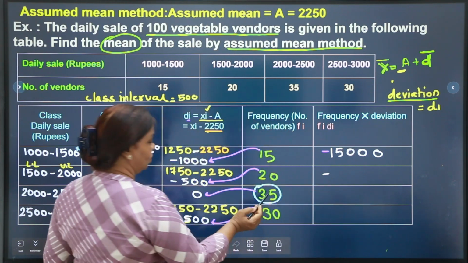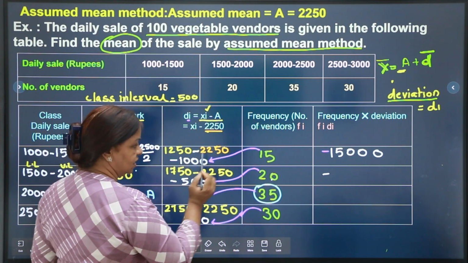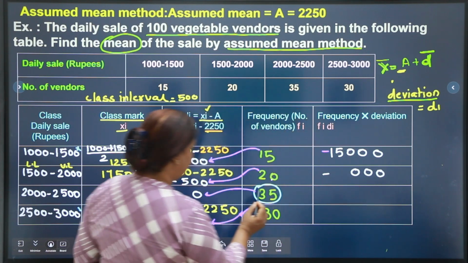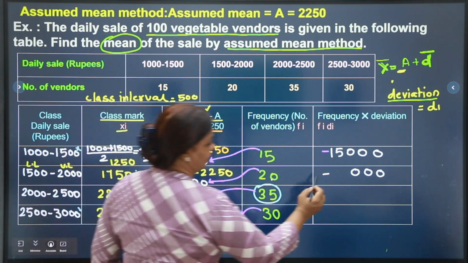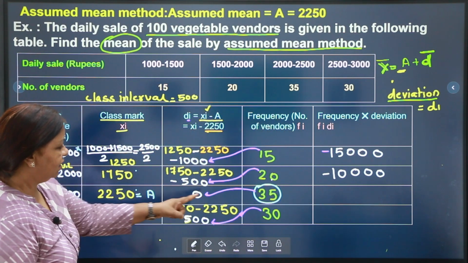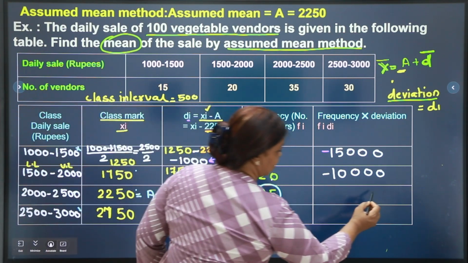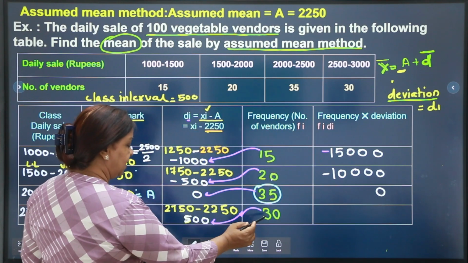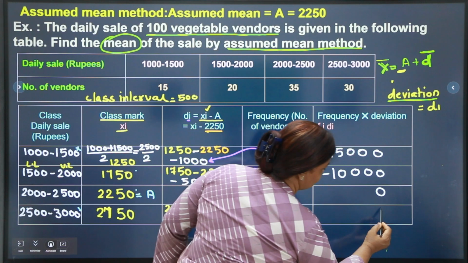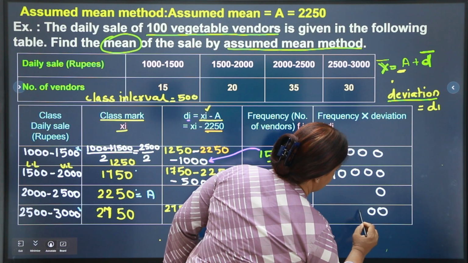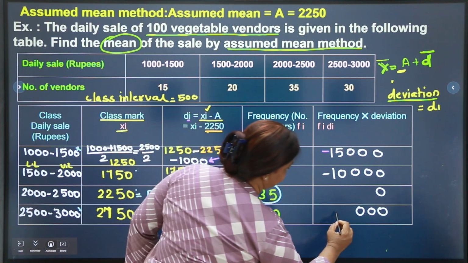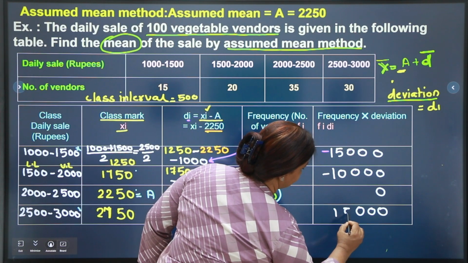2 5s are 10. First I will put three zeros: 1, 2, 3 zeros. Then multiply: 2 5s are 10, so minus 10,000. Then 35 into 0 is 0. Then 30 into 500: first I put three zeros, and 3 5s are 15, so it will be 15,000.